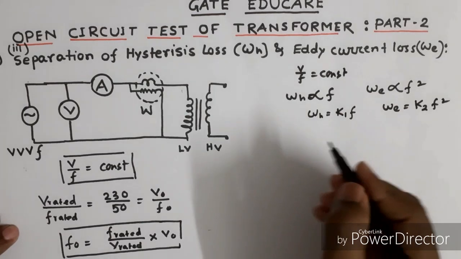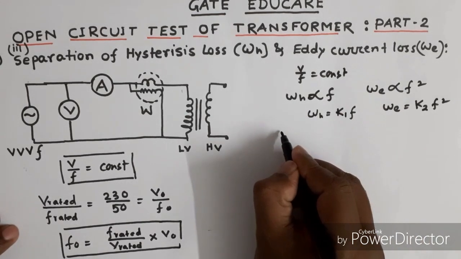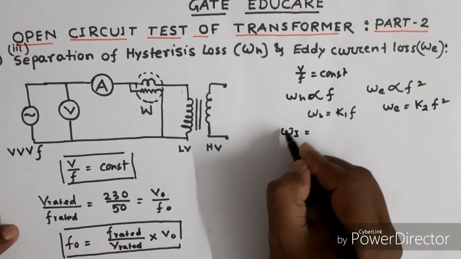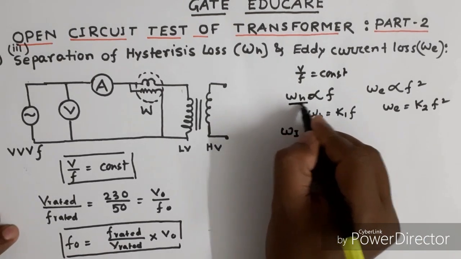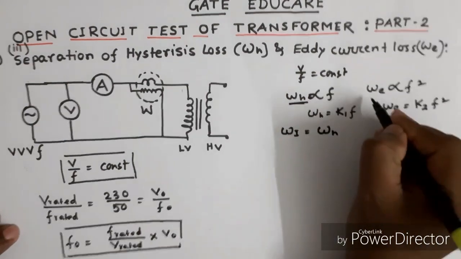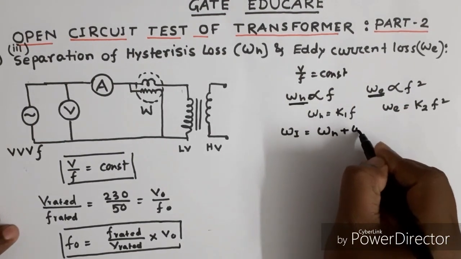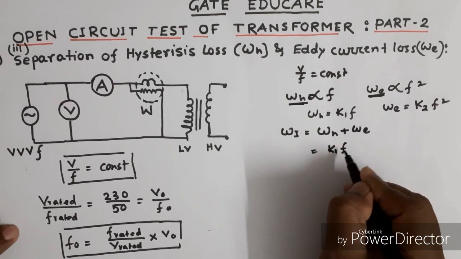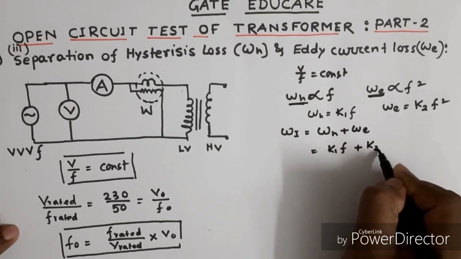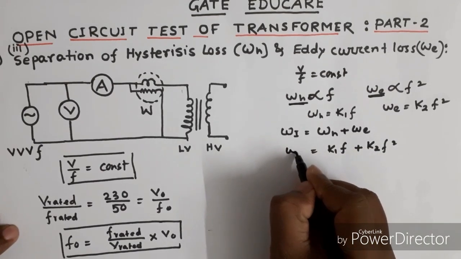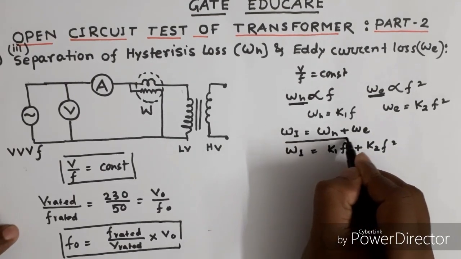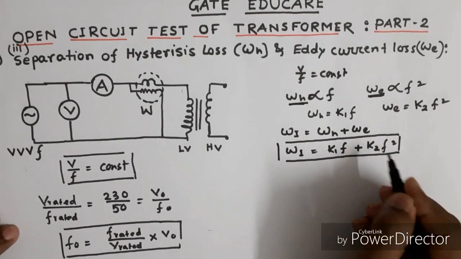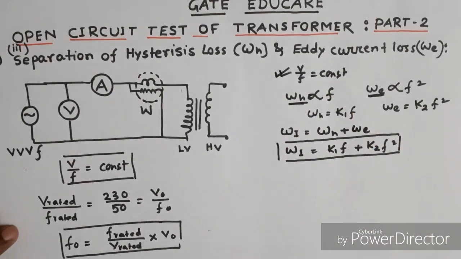Therefore, the total iron loss W of I is the sum of hysteresis loss W of H plus eddy current loss W of E. That is equal to K1 into F plus K2 into F square. We know this relation whenever V by F constant is maintained.